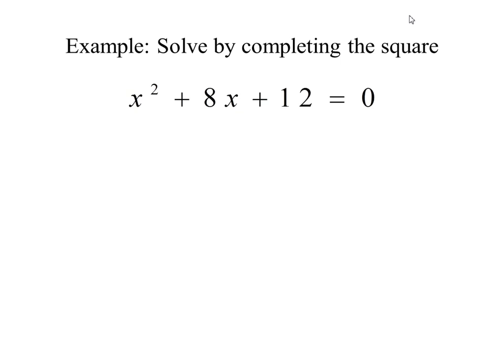If I have x squared plus 8x plus 12 is equal to 0, the first thing you've got to do is make sure your leading coefficient is 1. Well, it is 1. The next thing we're going to do is take this 12 and move it to the right-hand side. So we're going to subtract 12 from both sides. And so what we're going to have is x squared plus 8x.